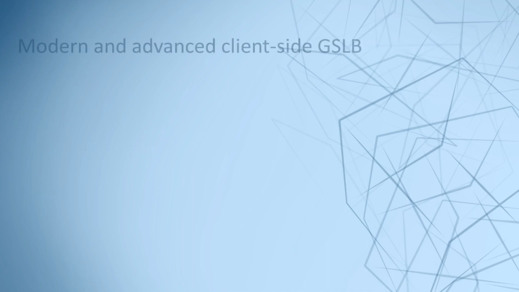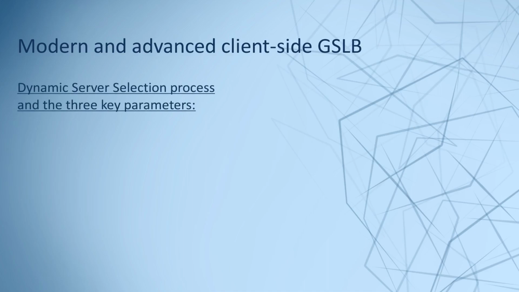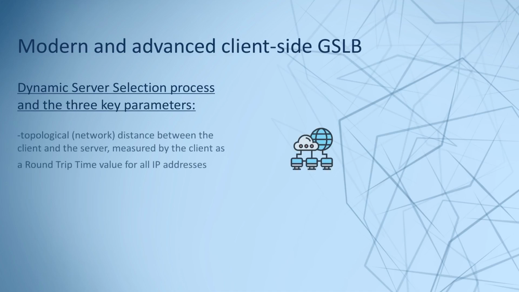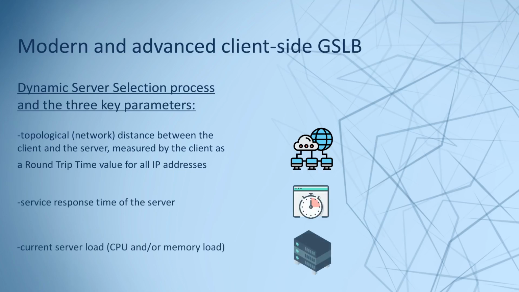To achieve the best possible results, modern and advanced client-side global server load balancers use a new and dynamic server selection process with three crucial parameters that are supplied to the client via the standard DNS infrastructure. Topological network distance between the client and the server, measured by the client as a round-trip time value for all IP addresses. Service response time of the server. And current server load, CPU and/or memory load.